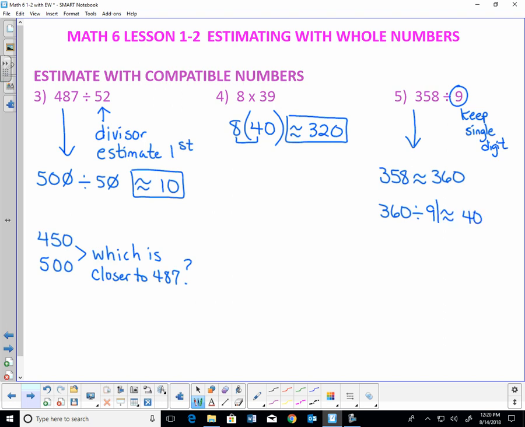That's what compatible numbers do for you. They make it so that you can divide easily in your head. I can divide 360 by 9 much easier than I can divide 358 by 9. So if I don't need an exact answer and I go, oh, it's around 40, that gives me a reasonable answer.